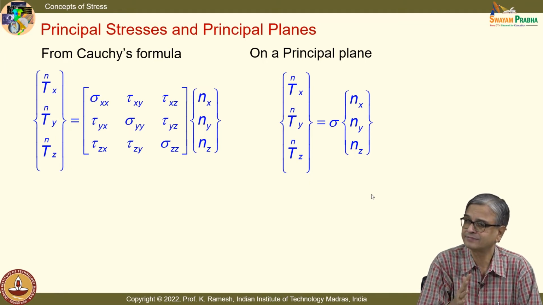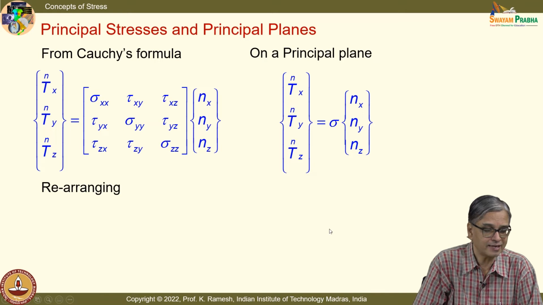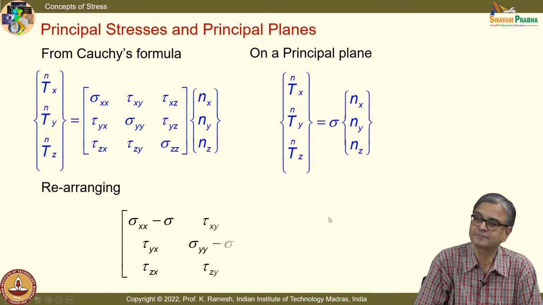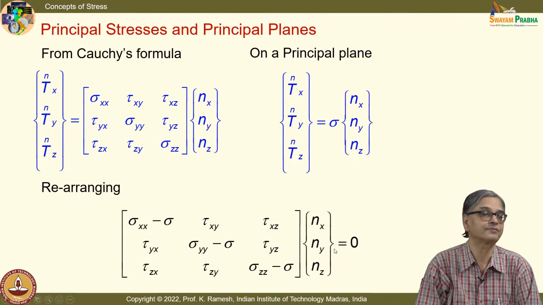Is the idea clear? So now I can combine these two. I can replace tnx, tny, tnz in terms of this, and I can do a mathematical simplification, and I can rewrite this in this form. I have this as sigma xx minus sigma, tau xy, tau xz; tau yx, sigma yy minus sigma, tau yz; tau zx, tau zy, sigma zz minus sigma; multiplied by nx, ny and nz, equal to 0.